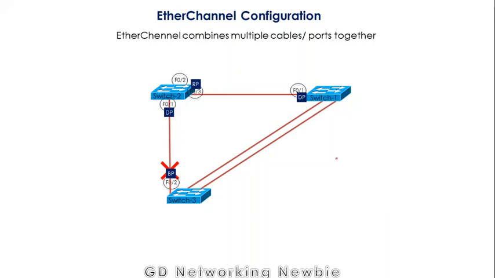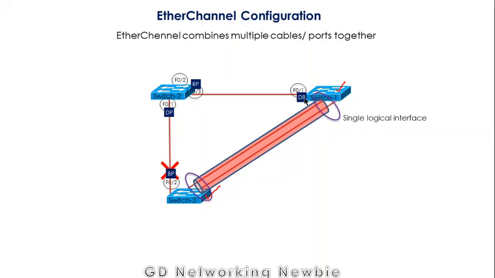For example, in this case, we have switch 1 and switch 3. There are multiple cables in between them. EtherChannel actually combines these multiple cables, and this provides us a single logical interface. And then this single logical interface can be used to carry data frames from one switch to another.